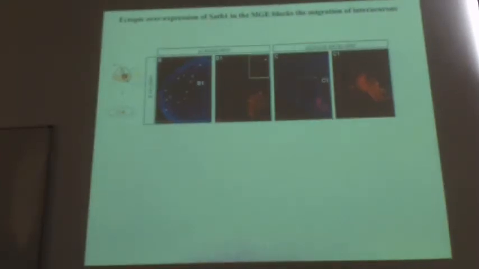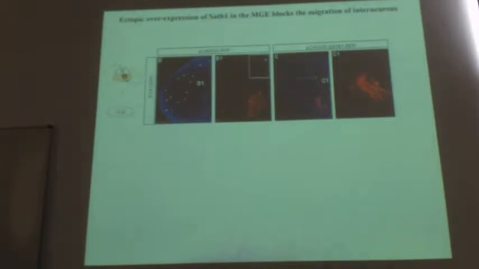To investigate this hypothesis, we performed electroporations in interneuronal precursors in the medial ganglionic eminence, and we cultured these cortical slices for 2 days in vitro. When we electroporated the control slice, what we can see is that RFP interneurons migrate towards the cortex and have the typical morphology of tangentially migrating interneurons. But when we overexpress SATB1 in these interneuronal precursors, these cells fail to migrate.